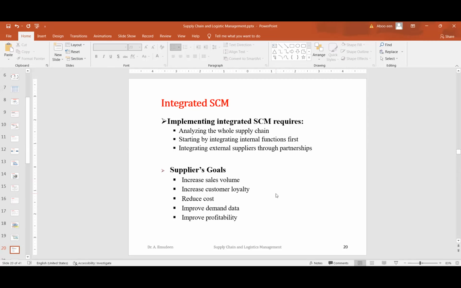Improve demand data. Once they receive the purchasing order, they want to supply, so they have to be ready. Improve profitability. In their operations, they are looking for profit for their business operations. So improve profitability.